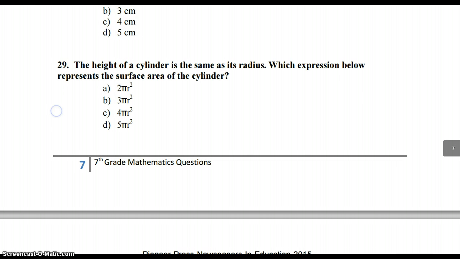The height of a cylinder is the same as its radius. Which expression below represents the surface area of the cylinder? This one's very interesting. They don't give us any numbers. So we need the formula of surface area, which they do give. So surface area equals perimeter of base times the height of the figure plus 2 times the base area.